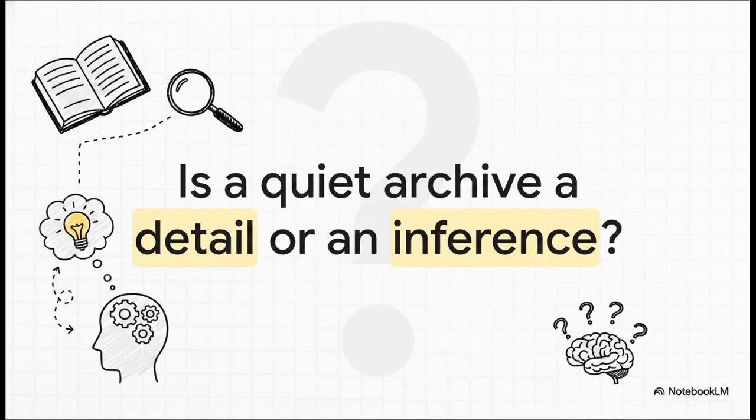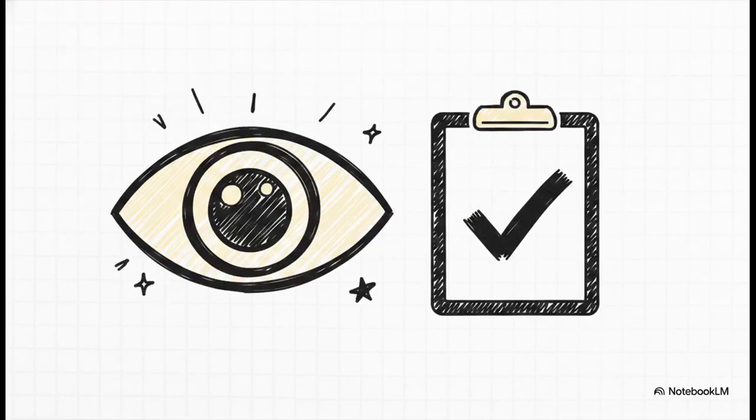All right, let's do a quick knowledge check. Think about Maya's quiet archive. Would you call that an observable detail or an inference? Take a second. If you said observable detail, you nailed it. It's an explicitly stated fact directly from our text model.